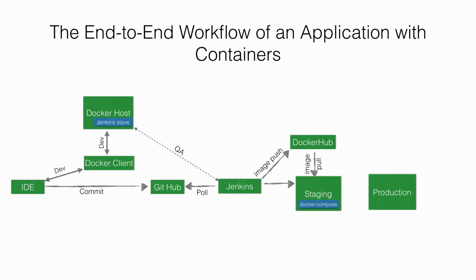Once we have verified our application in the staging stage, we would promote our pipeline to deploy the application in the production environment. The production environment is created using multi-node Swarm cluster. We would deploy our application in the production environment using Docker Stack.